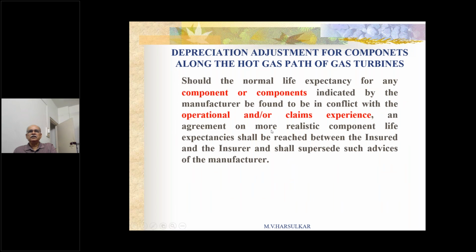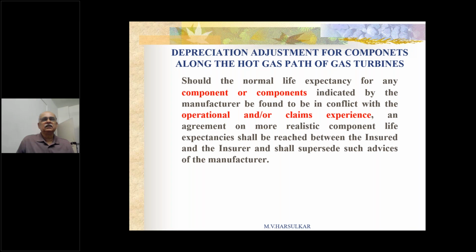And here again, this is a qualified thing which most of the time the insured may be taking advantage of. Should the normal life expectancy for any component or components indicated by the manufacturer be found to be in conflict with the operational and or claims experience, an agreement on more realistic component life expectancies shall be reached between the insured and the insurer. So here, most of the time the insured may be taking advantage, and lower depreciation may be deducted.